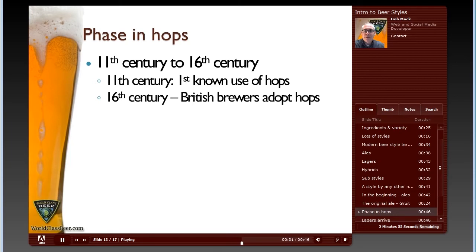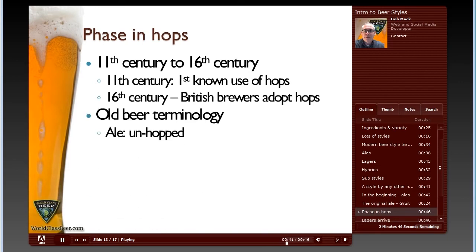During this time, when both hopped beer and gruit were competing with each other, people generally spoke of gruit by calling it ale, while the word beer was reserved for the hopped versions.